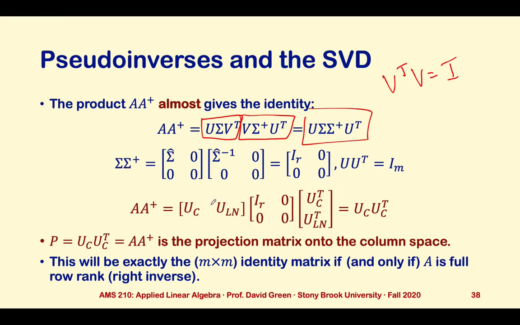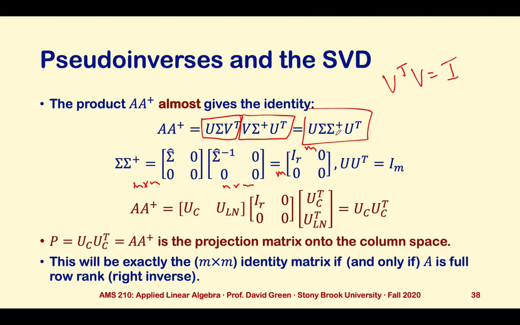Now, what does sigma sigma plus look like? This is an M by N multiplied by an N by M, which gives us an M by M matrix. But the upper block will be sigma times sigma inverse. That's the identity matrix, the R by R identity matrix, where R is the rank. And then we'll have zeros as necessary to give us the right size M.